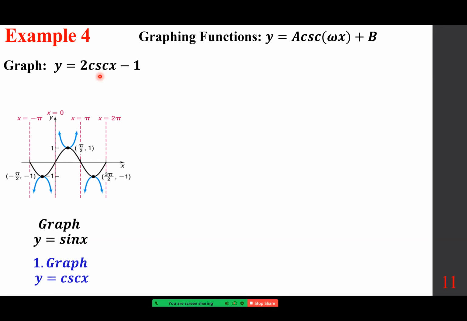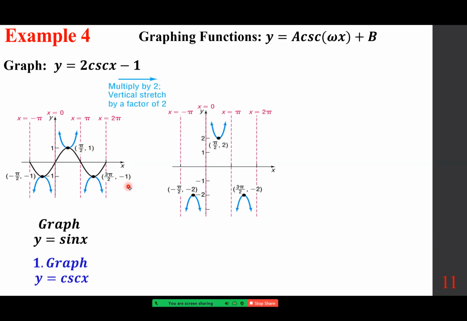Now that we have cosecant x, we can multiply by 2. There are 2 ways to do that. We multiply by 2, that means a vertical stretch by a factor of 2. That means if I look at, for example, this pair pi over 2, 1, as a result of that it becomes pi over 2, 2. Every y coordinate is multiplied by 2, this becomes negative 2, this becomes negative 2. That's the meaning of it.